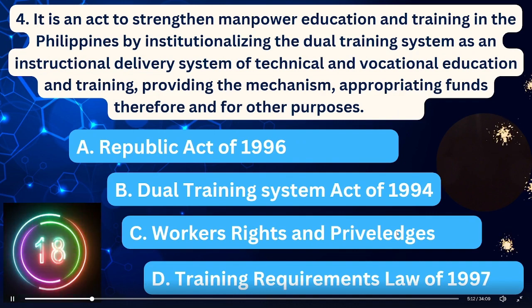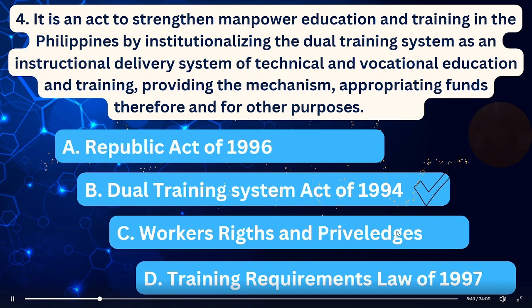Number 4. It is an act to strengthen manpower education and training in the Philippines by institutionalizing the dual training system as an instructional delivery system of technical and vocational education and training, providing the mechanism, appropriating funds therefor, and for other purposes. A. Republic Act of 1996. B. Dual Training System Act of 1994. C. Workers' Rights and Privileges. Letter D. Training Requirements Law of 1997. The answer is letter B. Dual Training System Act of 1994.